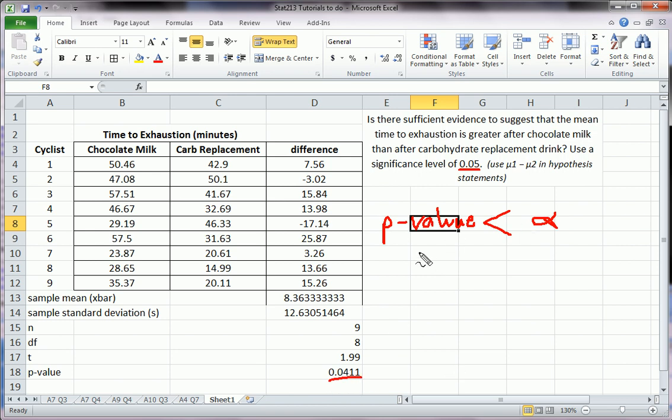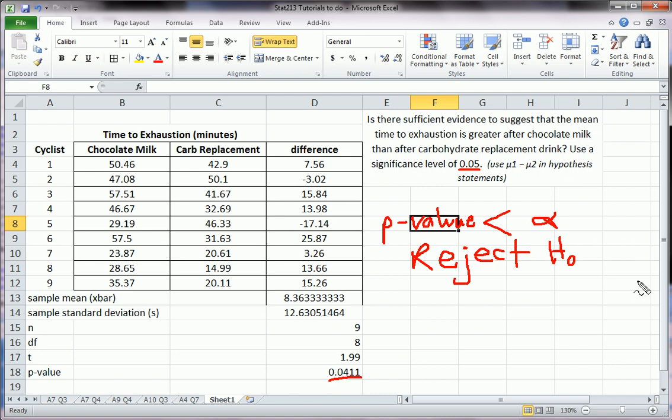So clearly we are rejecting H0. And that is our conclusion. We're rejecting the null hypothesis with pretty decent evidence, nothing too strong because the p-value isn't so small compared to alpha, but we're rejecting the null hypothesis and concluding with a decent amount of evidence that yes, in fact, chocolate milk has a greater mean time to exhaustion than carbohydrate replacement drink.